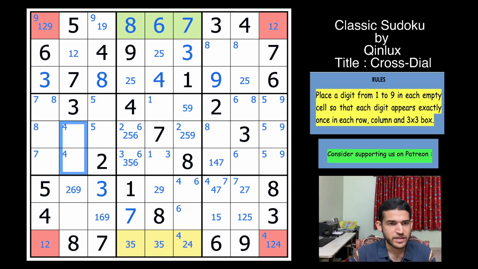I'm looking at this cell. It cannot be 2 3 4 6 7 8. So this is 1 5 9.